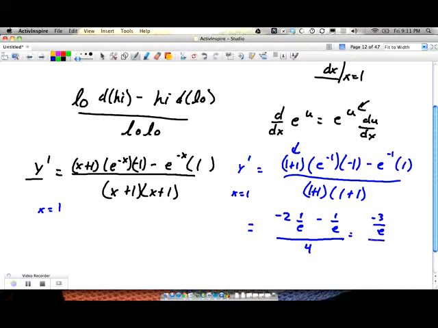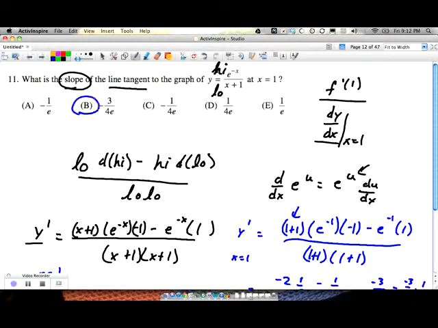over 4. Well, that's really like over 4 over 1. This is dividing fractions, so I'm just going to flip and multiply. That means I have negative 3 over e times 1 over 4, or negative 3 over 4e. Is that one of the options? Booyah! It's B. That's why we say booyah.